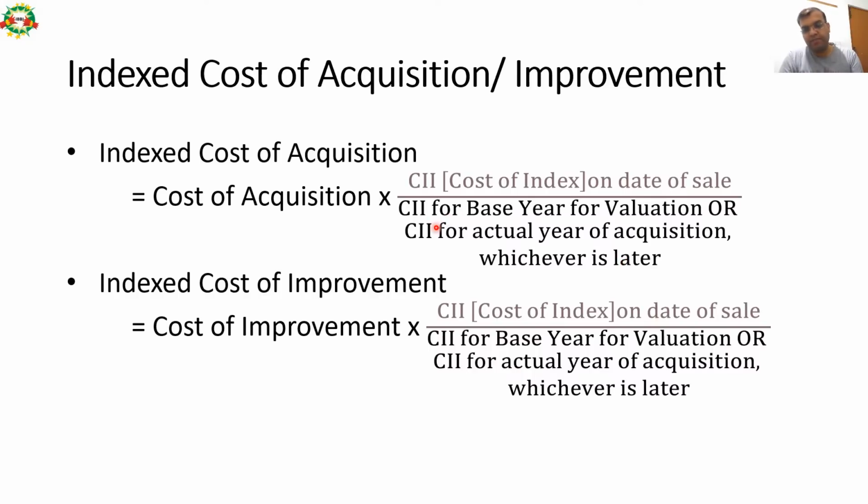So cost index for base year, which we calculated in the second last slide, or CII for actual year of acquisition, whichever is later. This is the indexed cost of acquisition. And indexed cost of improvement, likewise, is the cost of improvement as calculated in the second step multiplied by CII as on date of sale divided by cost index for base year for valuation or cost index for actual year of acquisition, whichever is later. So these are the three slides based on which we can solve any capital gain valuation.